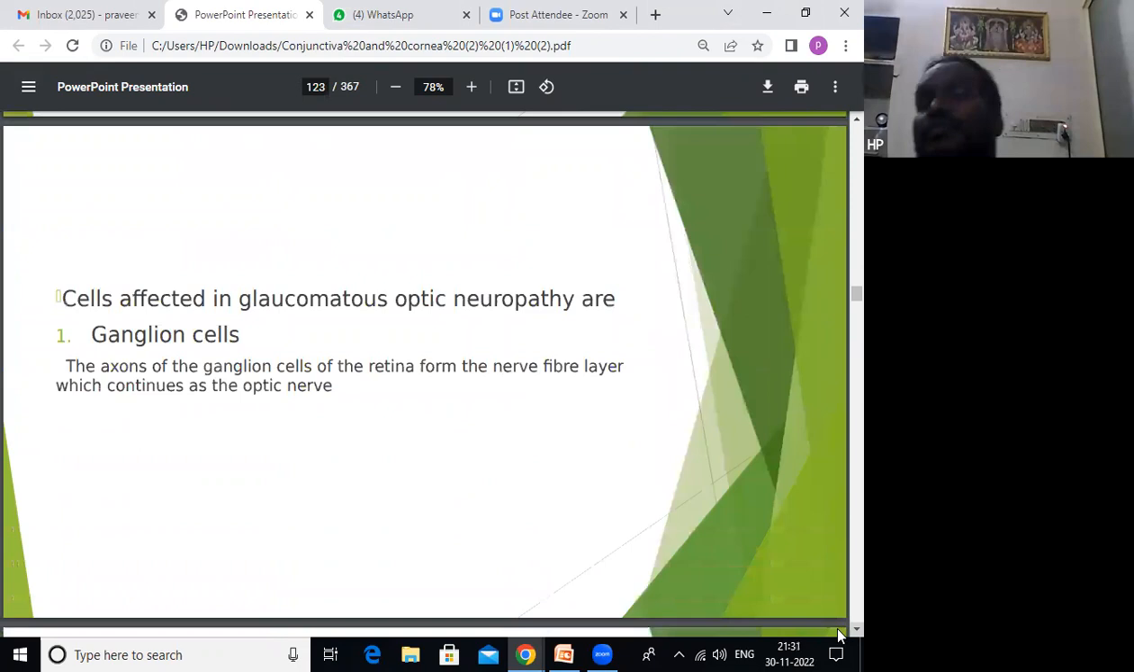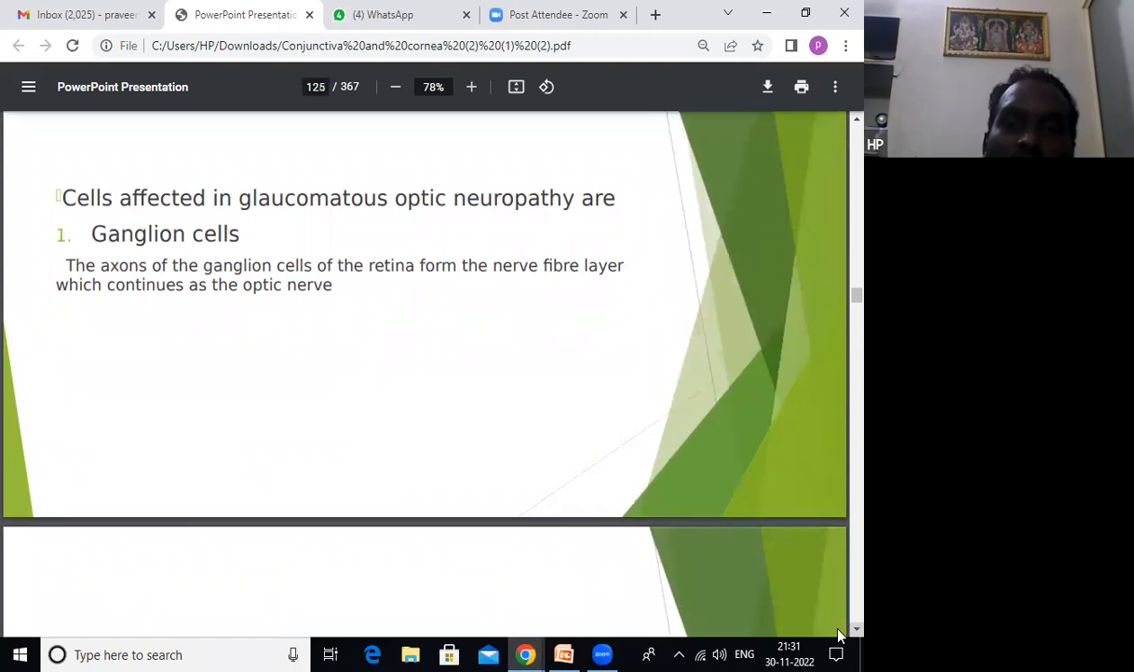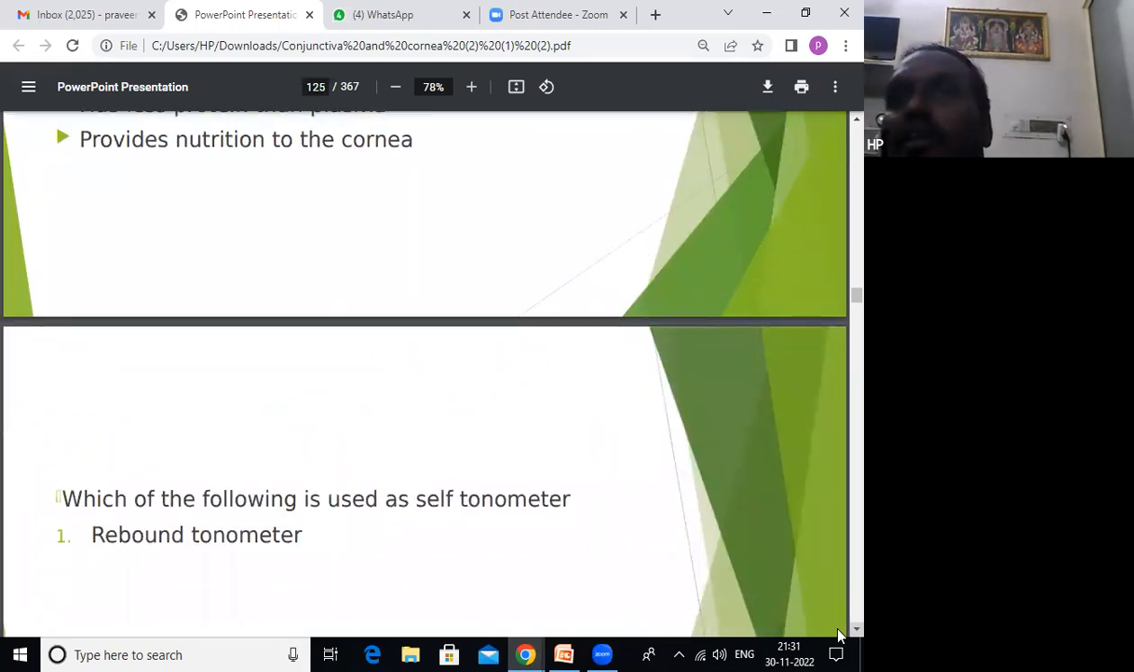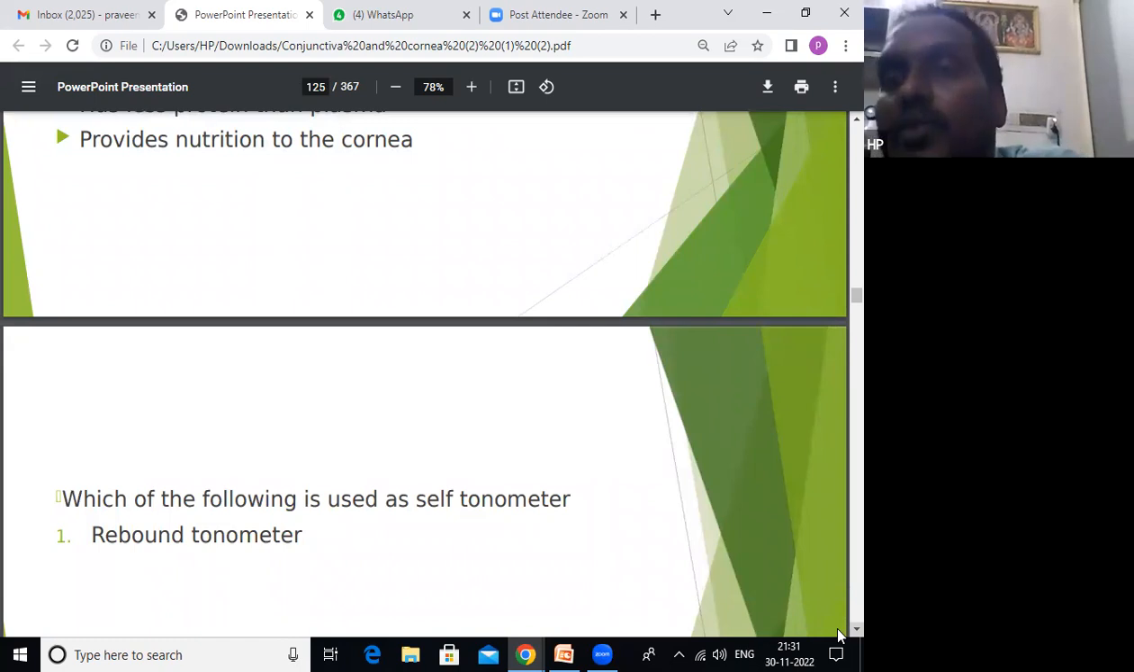Now, when you go to glaucoma, the cells which are affected in glaucomatous optic neuropathy, there is always a confusion whether it's a bipolar cell or whatever it is. It's the retinal ganglion cell. It's the retinal ganglion cell which gets affected in glaucomatous optic neuropathy. Whenever I start a discussion on glaucoma, they'll always tell. So please don't get confused.